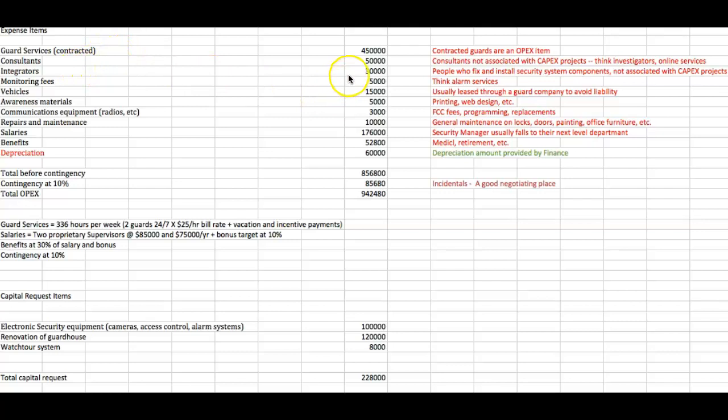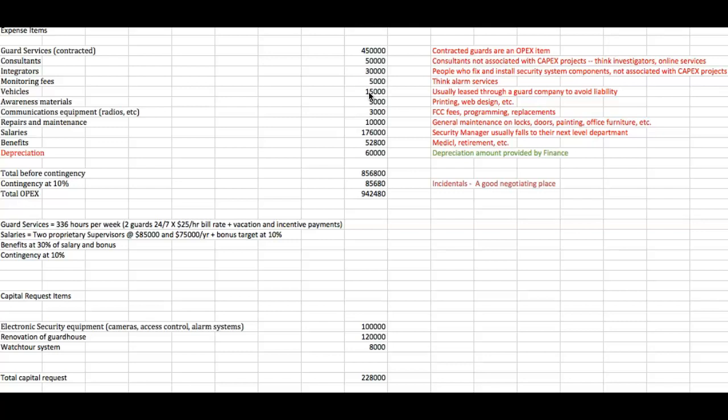So in my integrators, I have 30,000. And in my consultants, I have 50,000. Well, I don't know if I'm going to actually spend 50,000 on consultants or 30,000 on integrators. Suppose nothing goes wrong with my system all year. It works like a charm. Nothing breaks. I've got 30,000 extra here. I can then take that 30,000 and maybe put it toward vehicles, right?